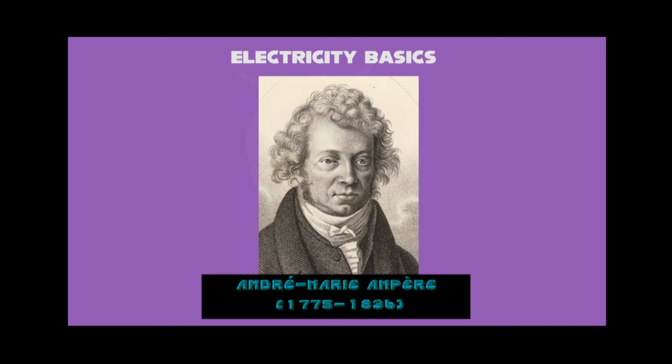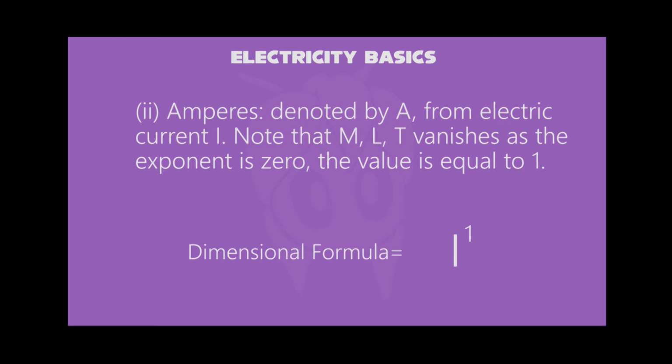Next, in terms of amperes, it came from the French physicist André-Marie Ampère, 1775 to 1836. He was one of the founders of the science of classical electromagnetism, which he referred to as electrodynamics, such as solenoids and electrical telegraphs. Ampere is used in the units of electric current, denoted by variable I. The dimensional formula is I to the power 1, other exponents are 0, because other units are independent, which will be equal to 1.